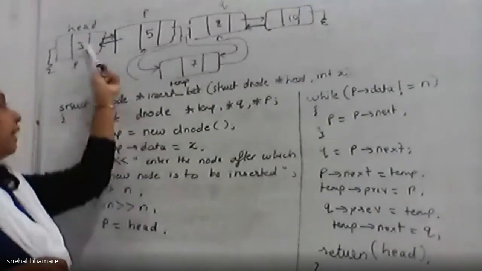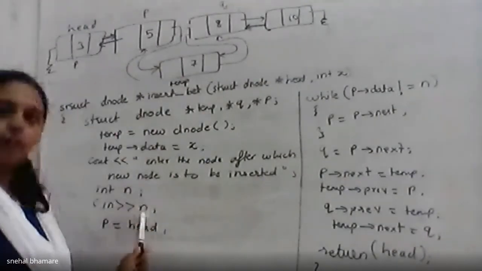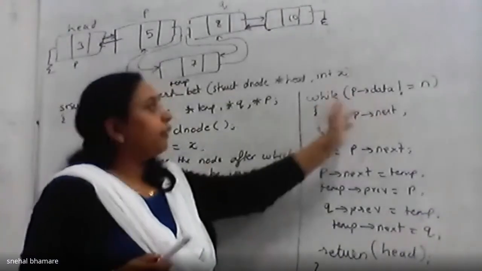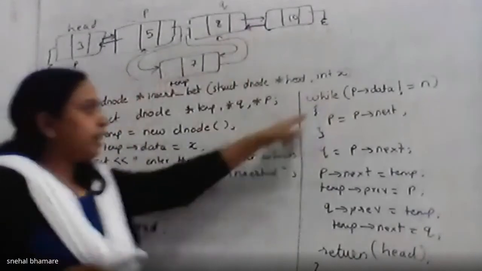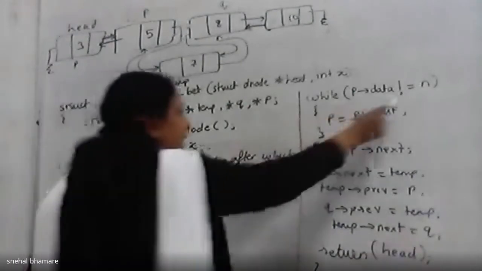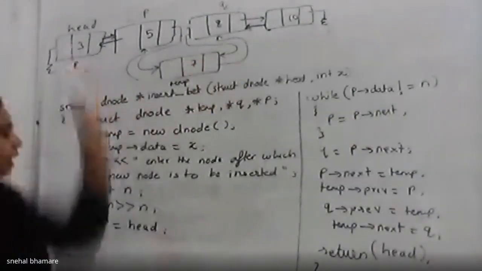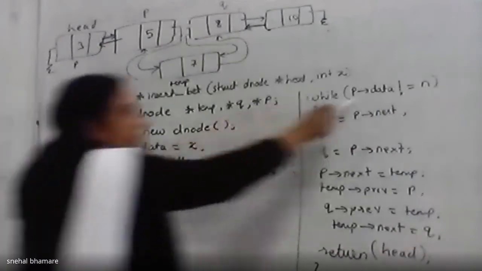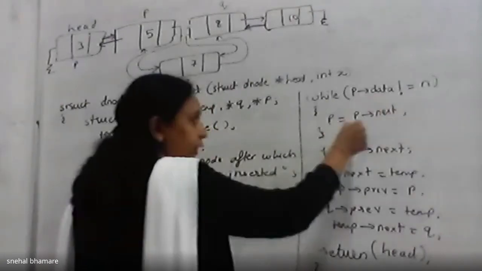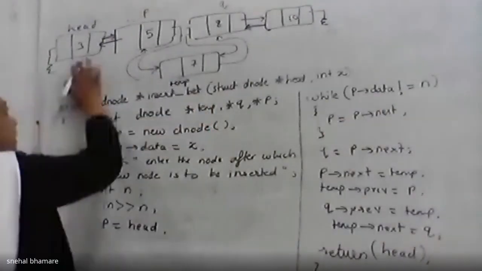By using this while loop, we will locate the position of p. Okay, so we will match the value of this p data with the n value. If it is not matching, then we will move that p node to the next node. When it matches, we will stop at that location. Hence, check p data not equals to n. P data is 3, n value is 5. It is not equals to n. These two values are not equal. So the condition is true. Go in the loop. P is equals to p next. So p will come to this next node.